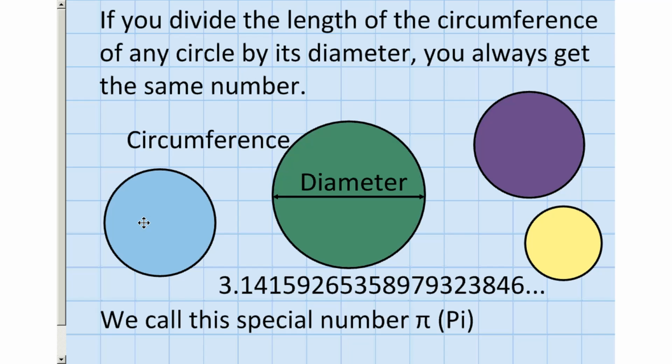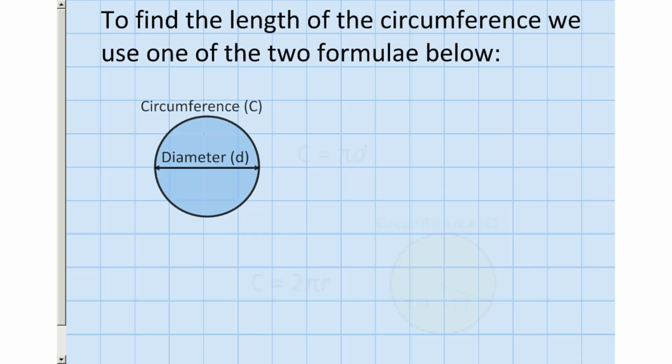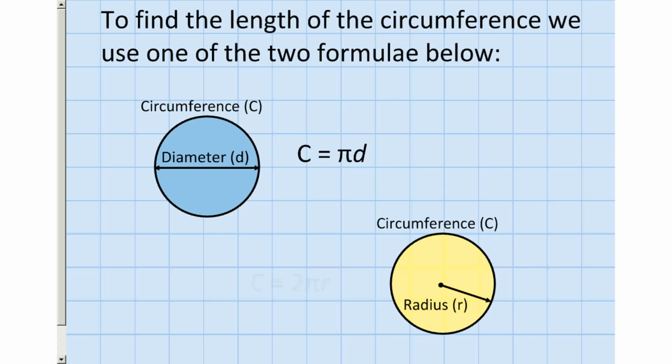Now, there are actually two formulas we can use to work out the circumference of a circle. If we know the diameter, the length from one side to the other of the circle, the circumference is that special number pi multiplied by the diameter. If, however, we know the radius, which is the distance from the centre to the edge, the formula is C, circumference, equals 2 lots of pi times the radius, because obviously 2 lots of the radius give you the diameter.